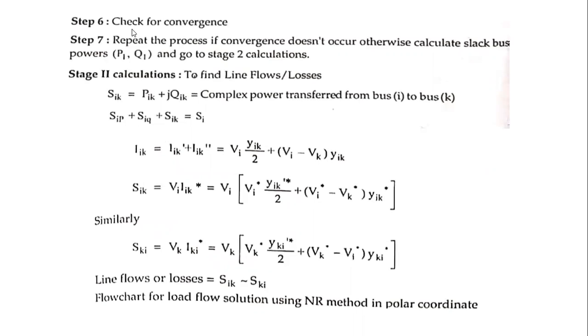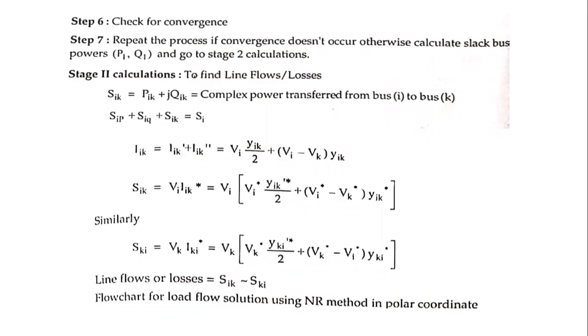Next, coming to step 6, check for the convergence. If the convergence is satisfied, then we calculate the slack bus powers, that is P1, Q1, and go to stage 2 calculations. If the convergence does not occur, go to step 2, calculate all the steps again and then check the convergence value.